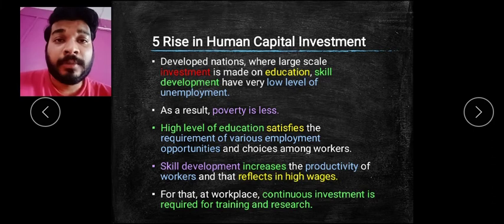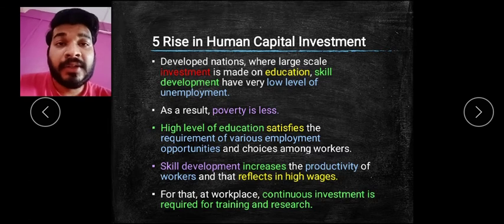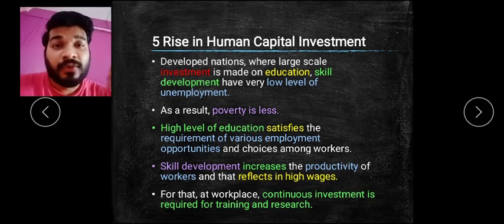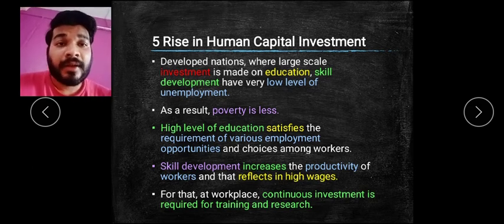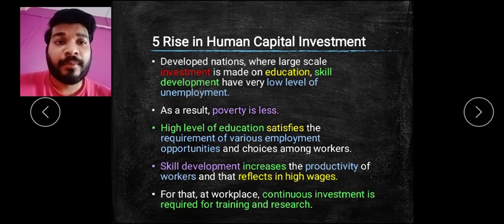If they want to develop, their company wants to develop, their workplace should be developed. For that, continuous training and research should be done so that they can get better and better. Ultimately, human laborers who are working under their organization will also get better and better. So these are the points which show that human capital investment is very important for any country, where education plays an important role, skill plays an important role, abilities play an important role.